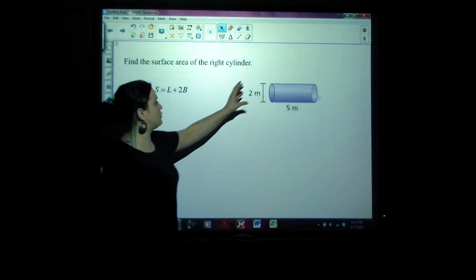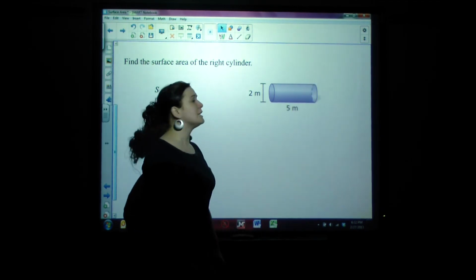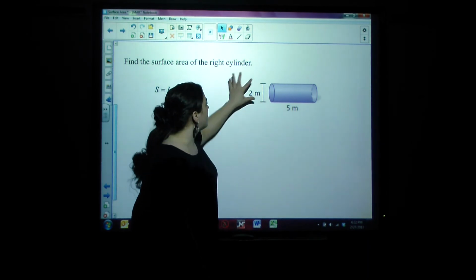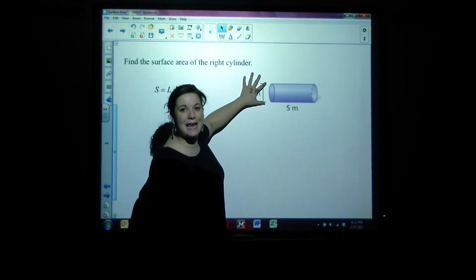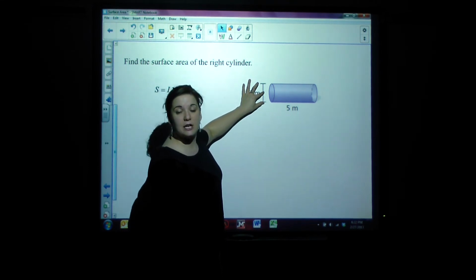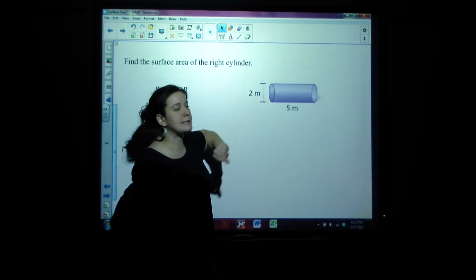Notice the bases are the 2 identical shapes, which are the circles on the left and right hand side. So when we talk about the height of the cylinder, that's really 5 meters this time. Now notice 2 is the diameter of the circle. We're going to need the radius, because when we find the area of a circle or the circumference of a circle, we use radius, not diameter.